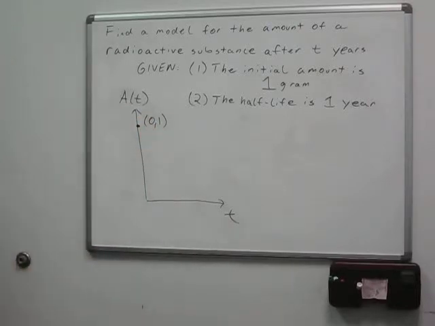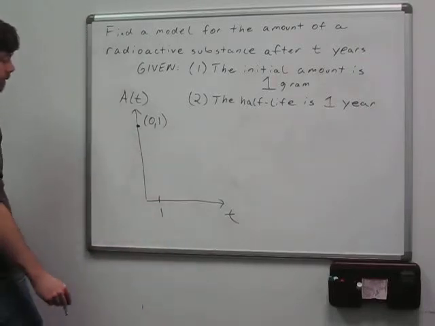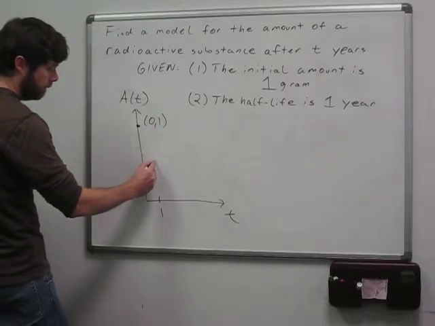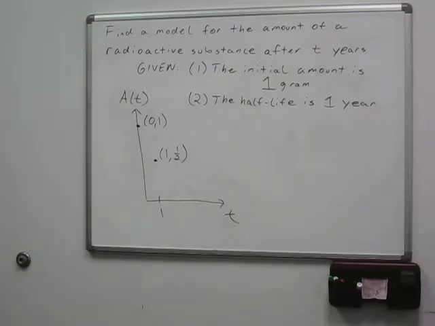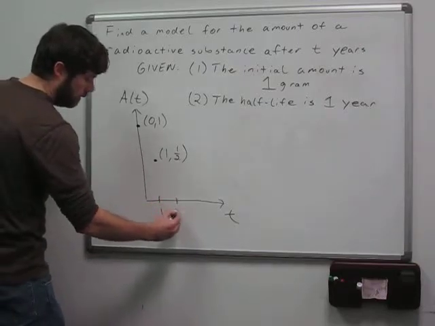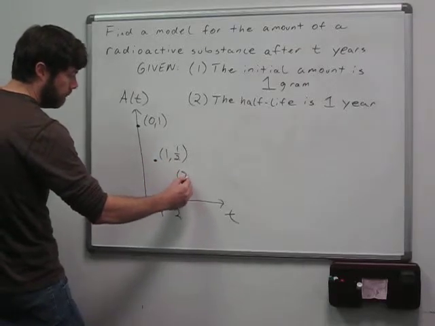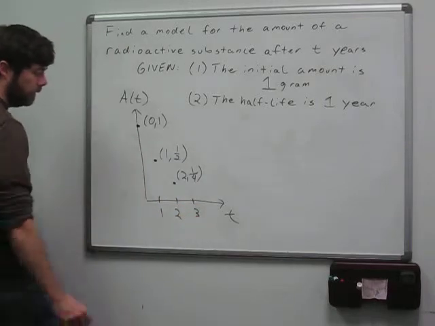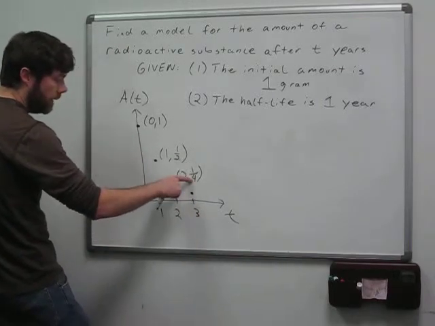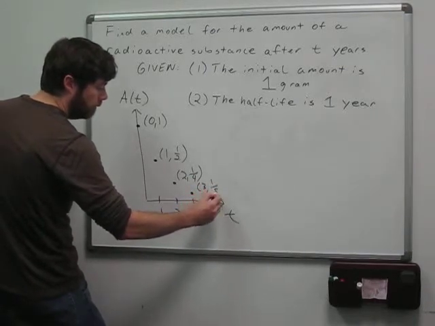The initial amount is 1 gram, so when t is equal to 0, we have 1 gram, so that gives us the point (0, 1). At the end of 1 year, this amount is cut in half, so we have the point (1, 1/2). At the end of year 2, this amount is cut in half, giving us the point (2, 1/4). And let's just put down one more. At the end of year 3, this amount is cut in half, giving us the point (3, 1/8).